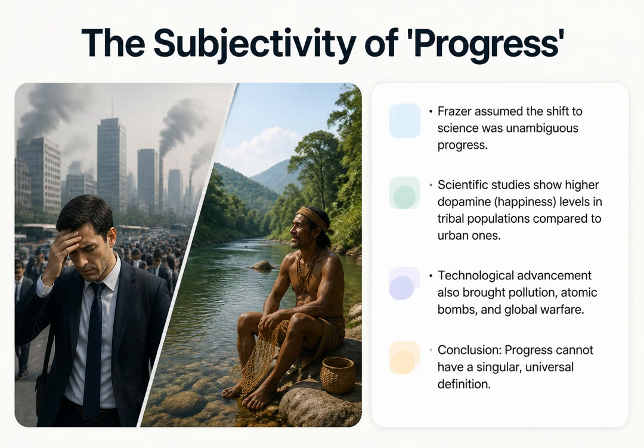Furthermore, Frazer's model assumes that moving from magic to science constitutes unambiguous progress. But what does better actually mean? A scientific study measuring dopamine, the chemical associated with happiness, found that tribal populations actually had significantly higher levels than people in technologically advanced urban centers. Think of the capitalist working their whole life just to retire and fish, while the tribal fisherman is already doing it. The scientific revolution gave us medicine, yes, but it also gave us atomic bombs, environmental destruction, and global warfare. The idea that progress is uniformly beneficial is deeply subjective, undermining Frazer's confident evolutionary ranking.